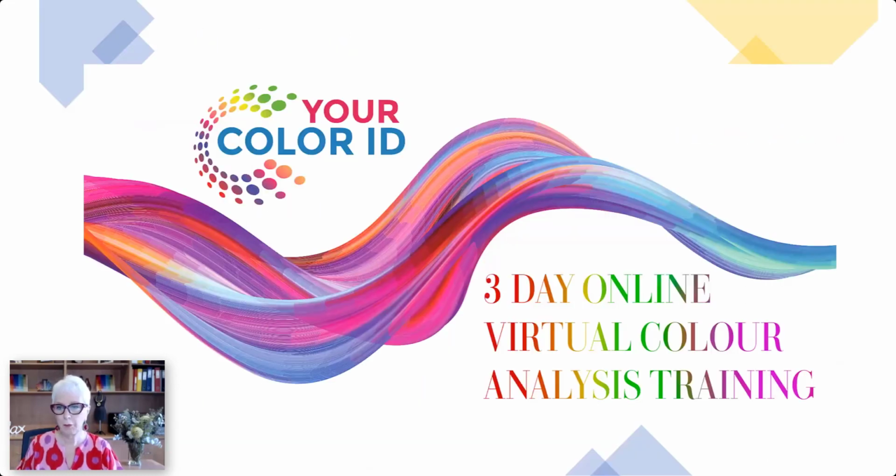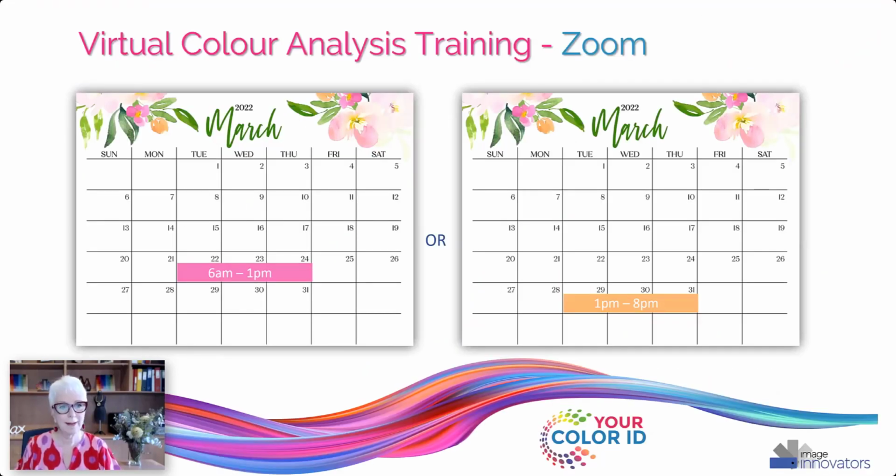One last thing is, people have been saying, look, I really don't have much training in any of this. Are you going to do any sort of training? We will be running in March a 3-day virtual color analysis training. If you're interested, it's going to be all online. The 2 dates are the 22nd to the 24th of March, 6 a.m. to 1 p.m. That will be Australia time, Melbourne time. And on 29th to 31st, 1 p.m. to 8. So we're trying to get all the time zones for you.